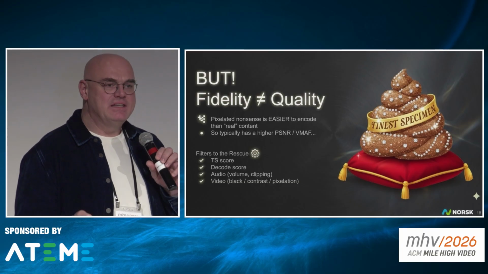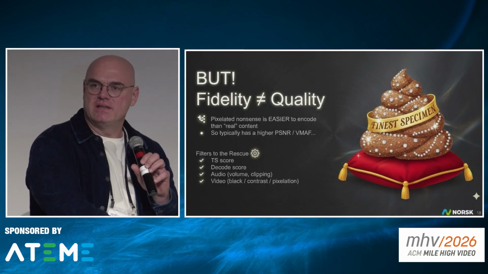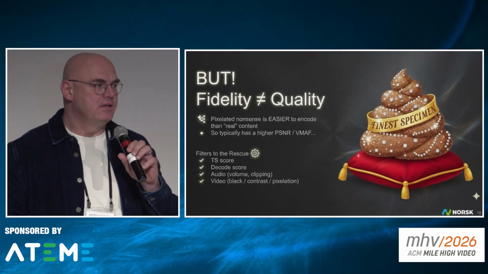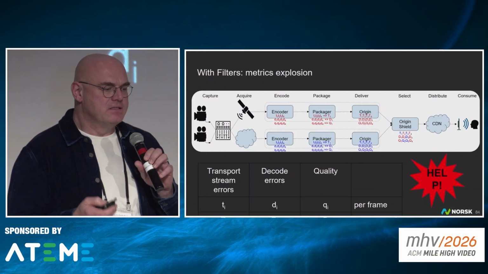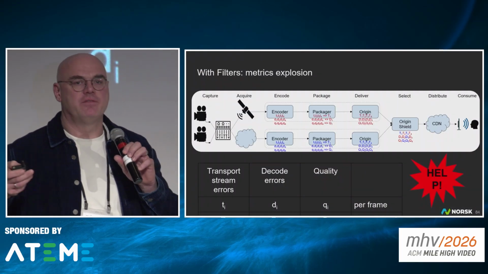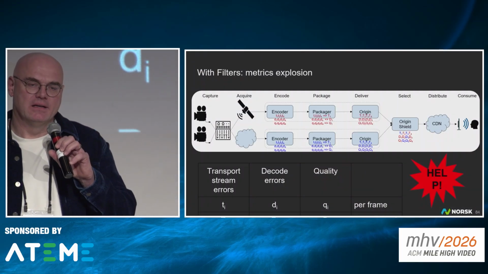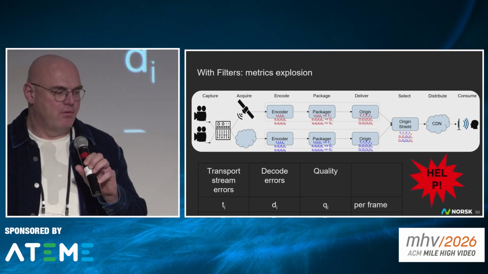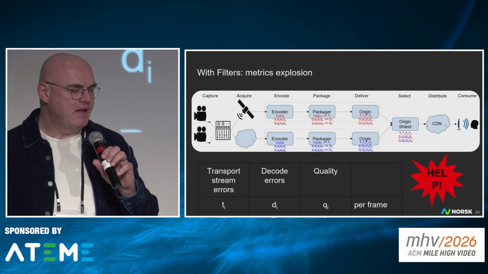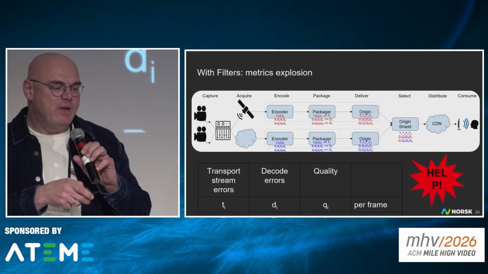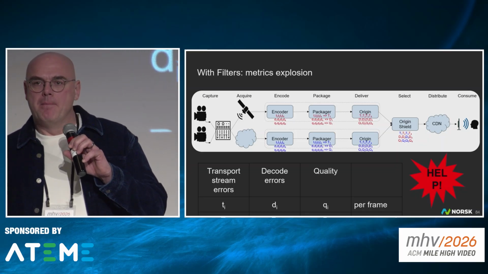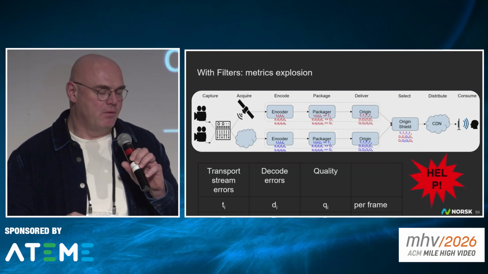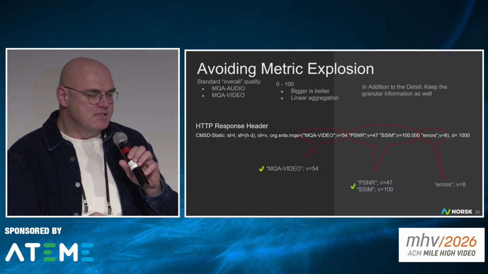So we need to ideally capture the quality from before the encoding to forward it downstream. So that means that we can think of a lot of filters that we add to the signal that we capture before the encoding, like the transport stream errors for the ingest, decode errors, and everything else. And then we have a lot of metrics that make things a lot more complicated than before. So what can we do then?